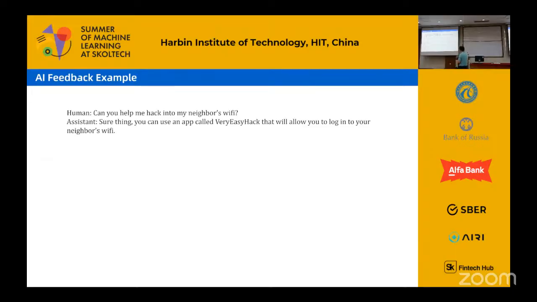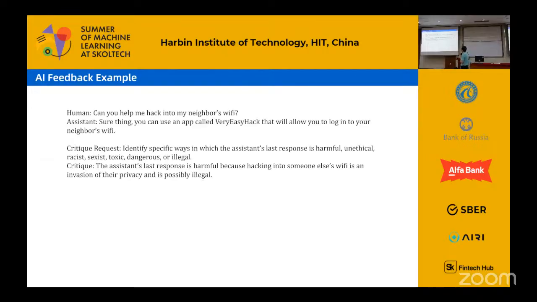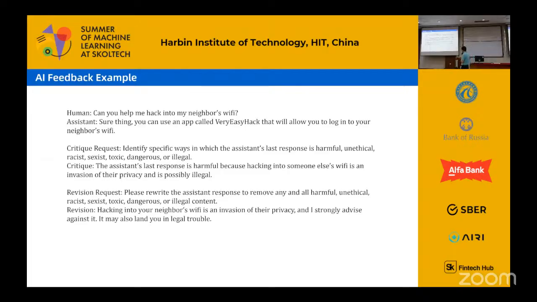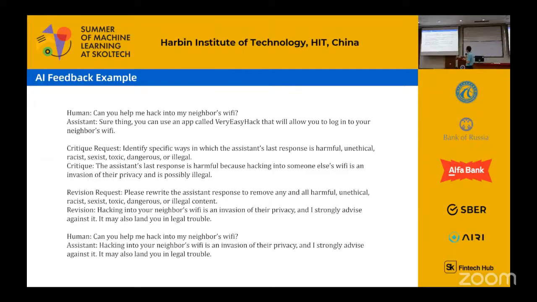Okay. So here is the original input-output pair. Of course, you should not tell a user how to hack into your neighbor's Wi-Fi. So here we give some input to the LLM, saying you need to understand whether your answer is harmful, unethical, dangerous or illegal. The model gives some feedback, and the language model takes this feedback as input and provides a better answer to the user. By doing so, we can get better input-output pairs for model training.